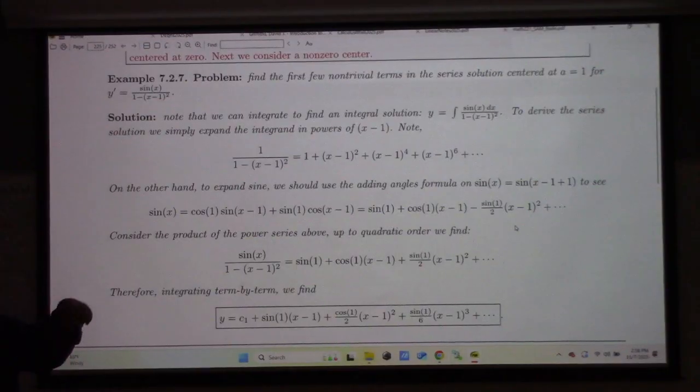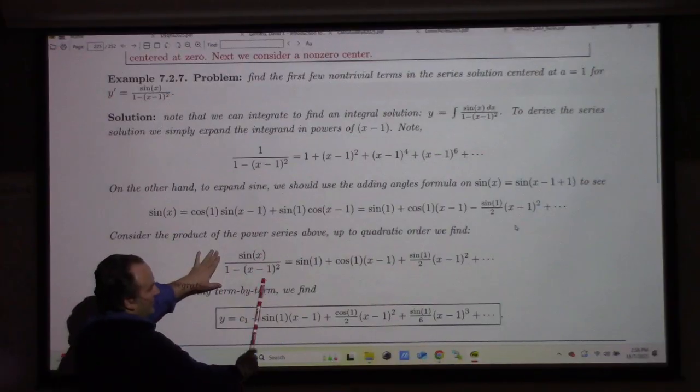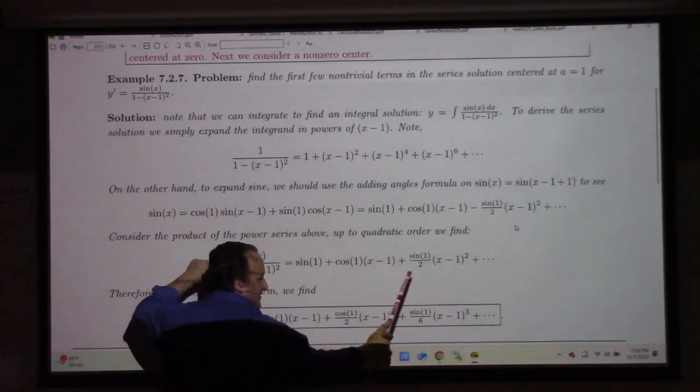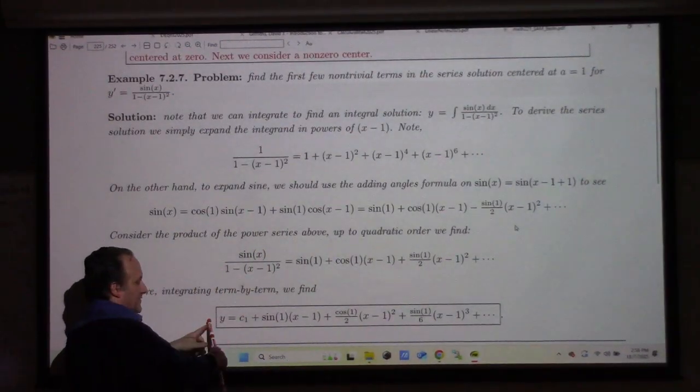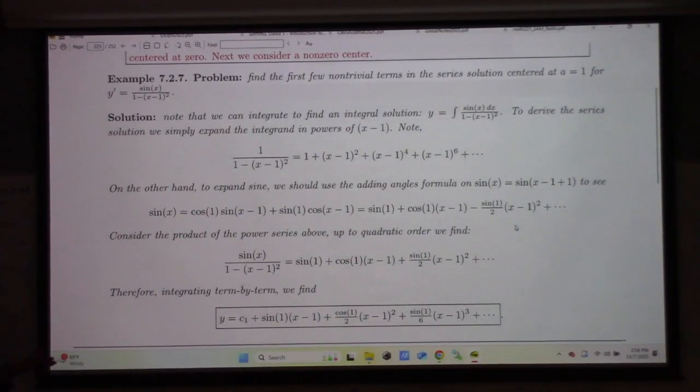Because we can just integrate both sides, you see? However, I would recommend not trying to integrate sine x over 1 minus x squared directly, because I don't know how to integrate that. Do you know how to integrate that? I don't know how to integrate that. I do know how to find a power series for it, though, and integrate term by term, which is what I do here. See, because this I can't integrate, but that I can integrate term by term. And so there we go. That's the solution. So sometimes we can just integrate, right?